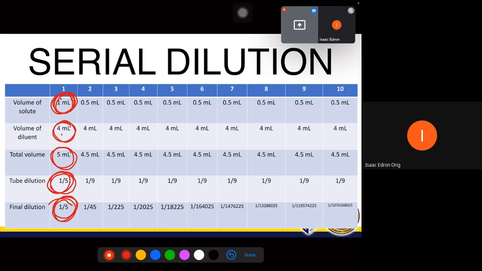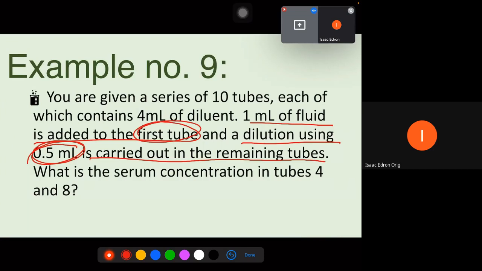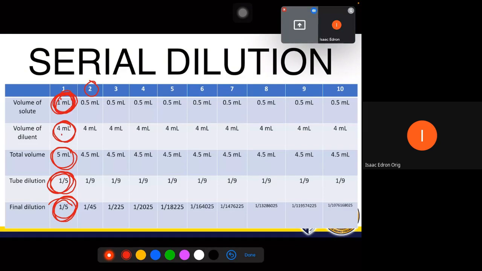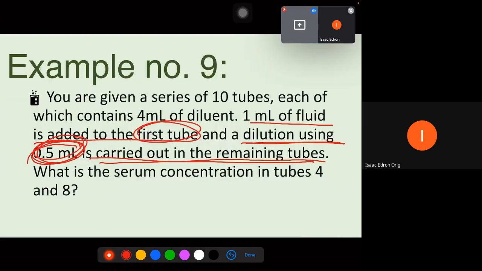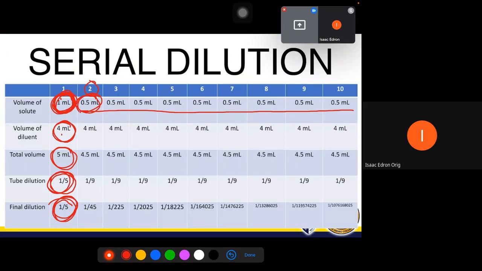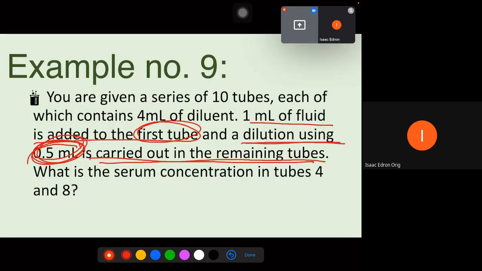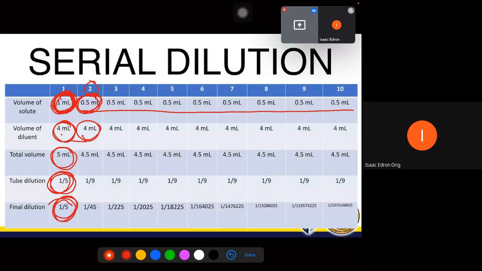Okay? Pero sa tube number 2, kasi sinabi dito, a dilution using 0.5 ml is carried out in the remaining tubes. So, hindi na 1 ml ang volume ng ating solute. 0.5 ml na. So, di ba, gets niyo guys, sa remaining tubes, 0.5 ml na siya. Hindi na siya 1 ml. Sa first tube lang ang 1 ml according to the example. So, 0.5 ml, then divide mo siya. And then plus 4 ml of diluent, kasi di man nakalagay dito 4 ml of diluent lahat ng 10 tubes. So 4 ml of diluent din yan siya lahat ng 10 tubes. So 0.5 ml plus 4 ml, 4.5 ml lang ang total volume ng tube number 2.